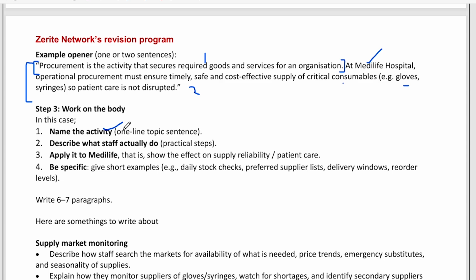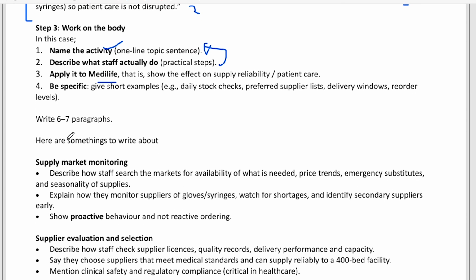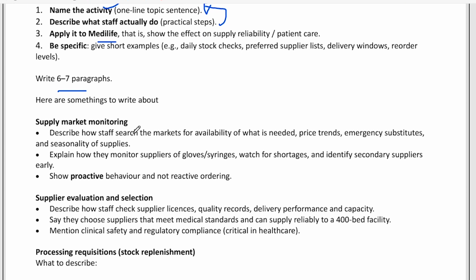So the functions could be supply monitoring, all those things, right? And then describe what the staff will actually do based on what you've just mentioned here. Of course, you are applying it to the Medilife situation here. Okay. So let's see. You can mention 6 to 7 of those things. So number one, what are the activities? We have supply market monitoring.